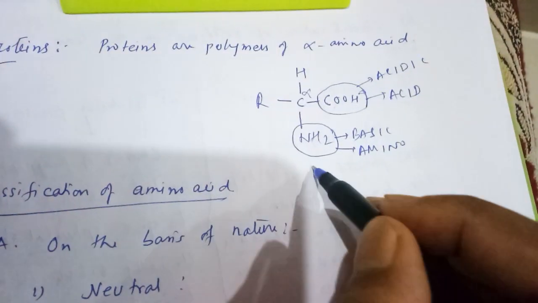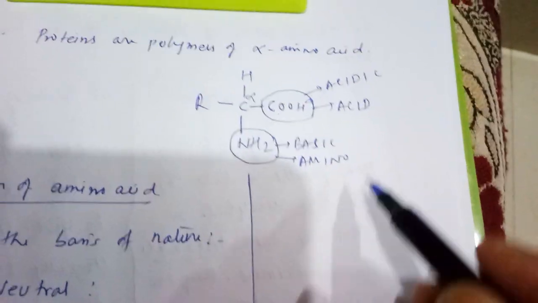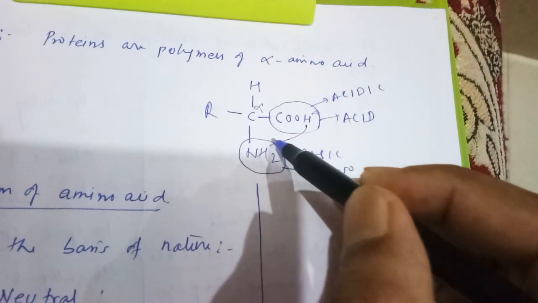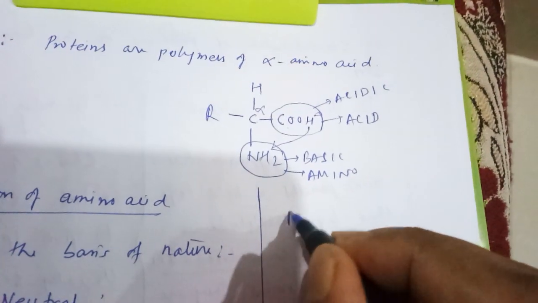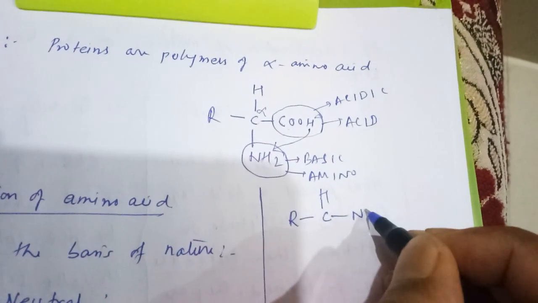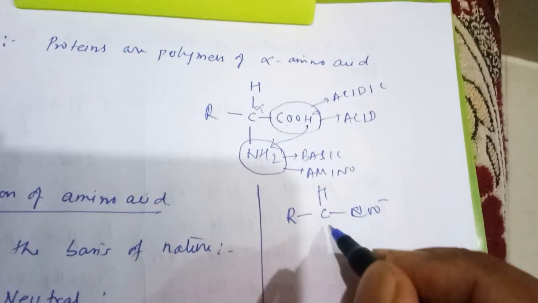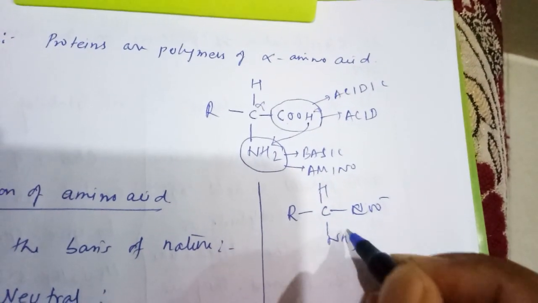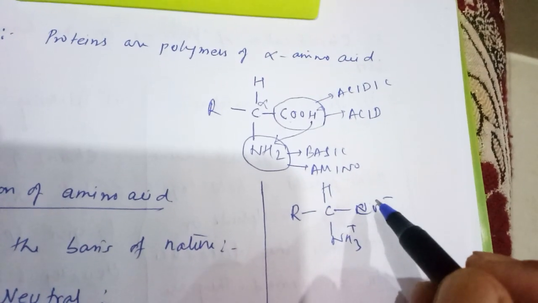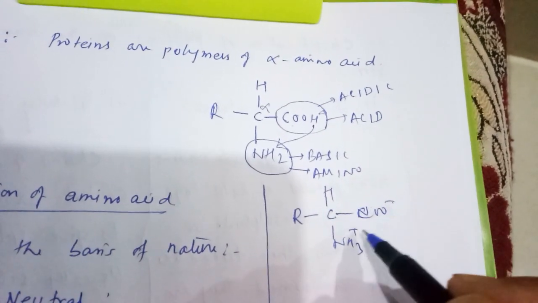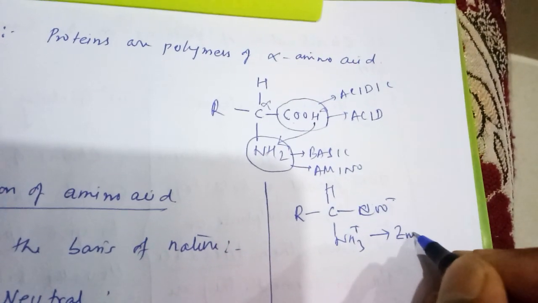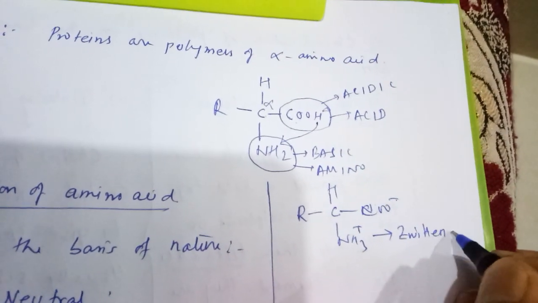Sometimes it happens that one hydrogen shifts from the acid to the basic part, so it becomes R CH C double O negative NH3 positive. So in the same organic molecule, if you have a negative charge and a positive charge, then this is called a Zwitter ion.